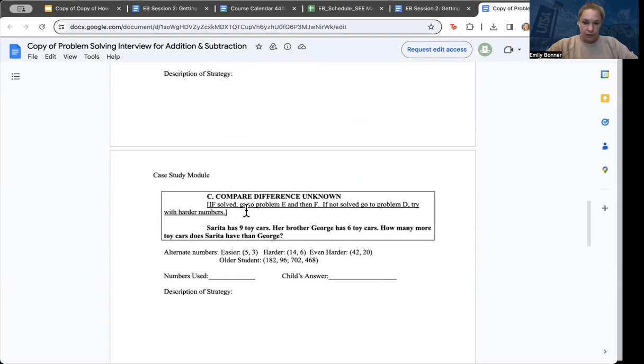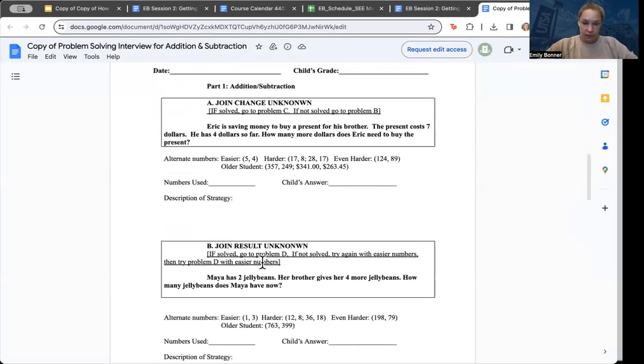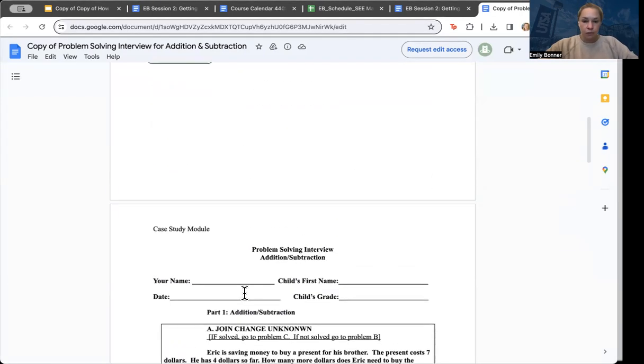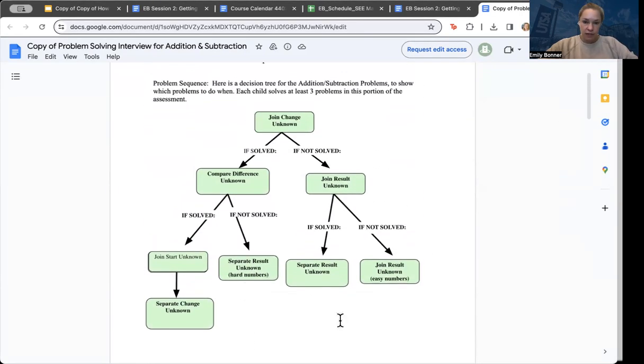Which is going to be here. So I'm skipping this one because that's if they don't solve it, you go here. So you just need to kind of keep track. One tip I give is to maybe tear this first page off so that you can have it next to you while you're sorting through the problem types.